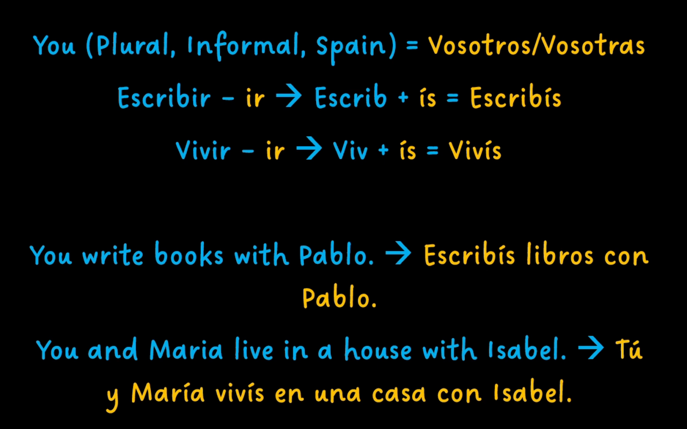You in Spanish when speaking to multiple people informally and in Spain is vosotros or vosotras. And to conjugate this, we drop IR and add I with an accent, S. So to say you write, escribir becomes escribís, and to say you live, vivir becomes vivís. You write books with Pablo is escribís libros con Pablo. You and Maria live in a house with Isabel is tú y Maria vivís en una casa con Isabel.